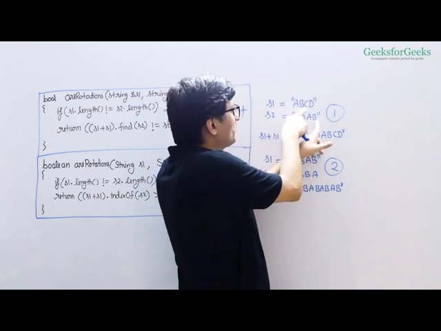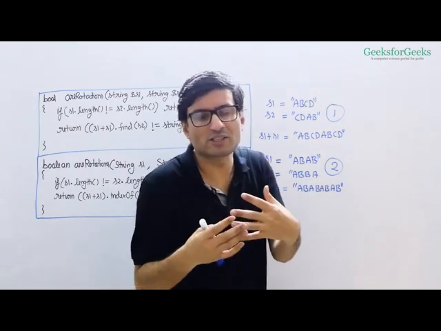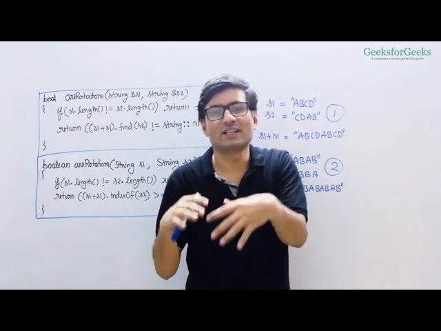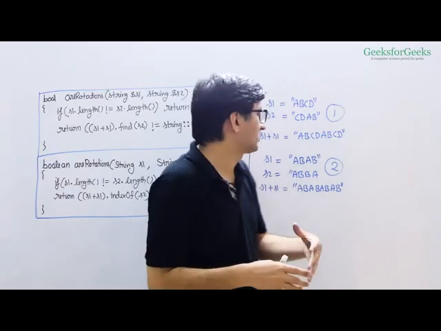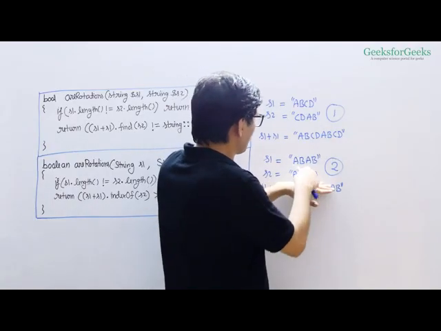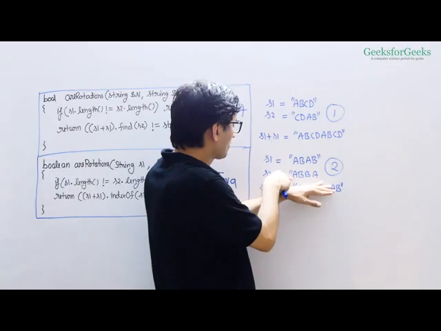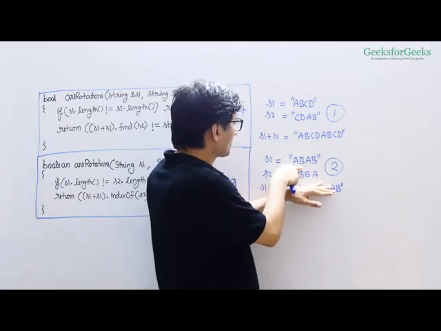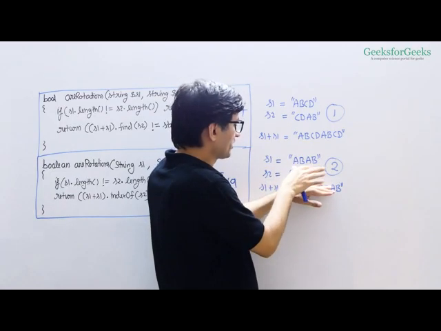Then I'll match A with A, B with B, right? So I found S2 in S1. So I'll say S2 and S1 are rotations of each other. Similarly, if I try the second example, I'll search for S2 in S1. I'll search for A, then I'll match for B, then I'll see a mismatch. So I'll not say this is a match.